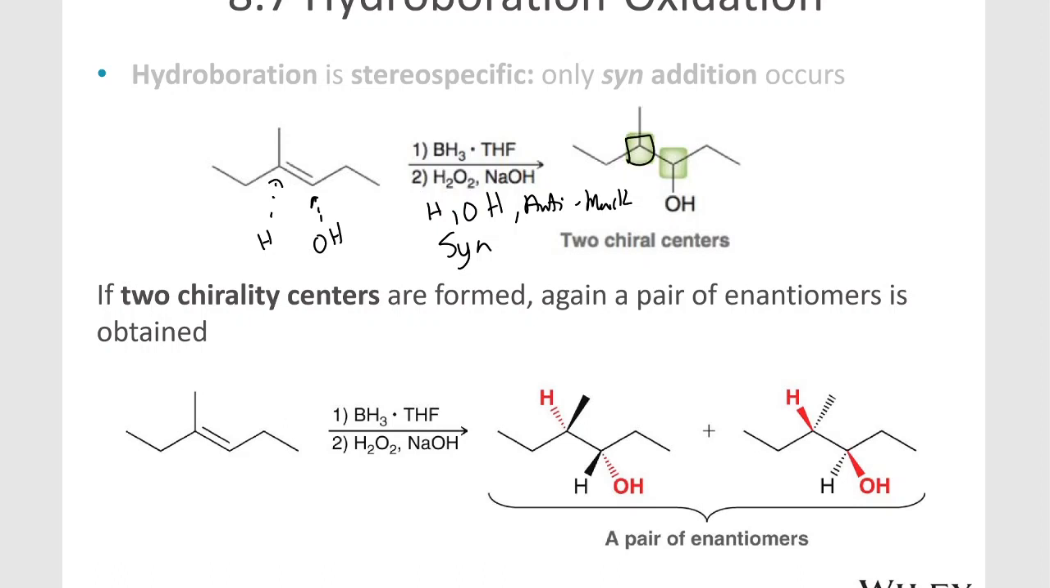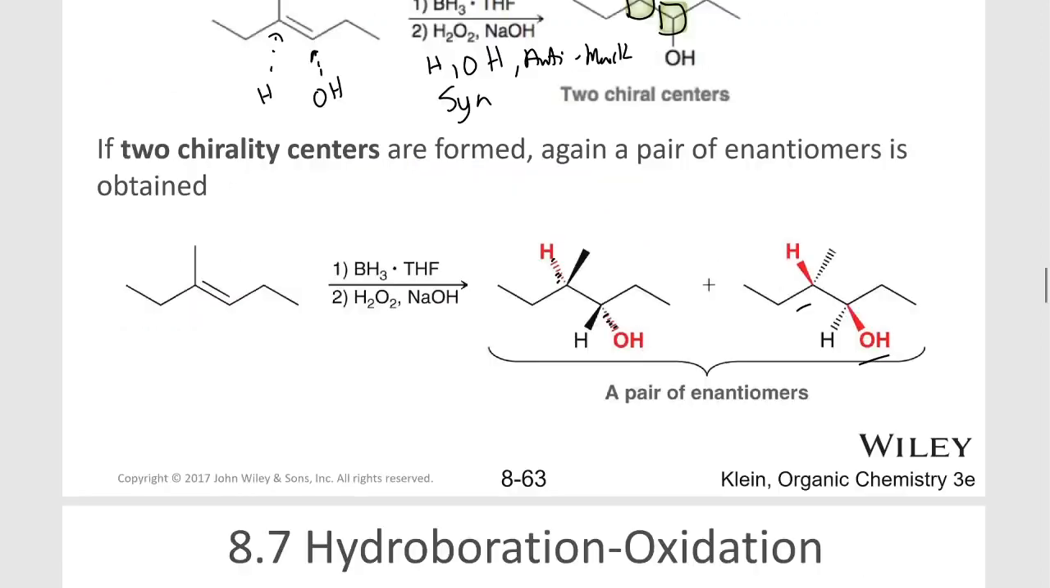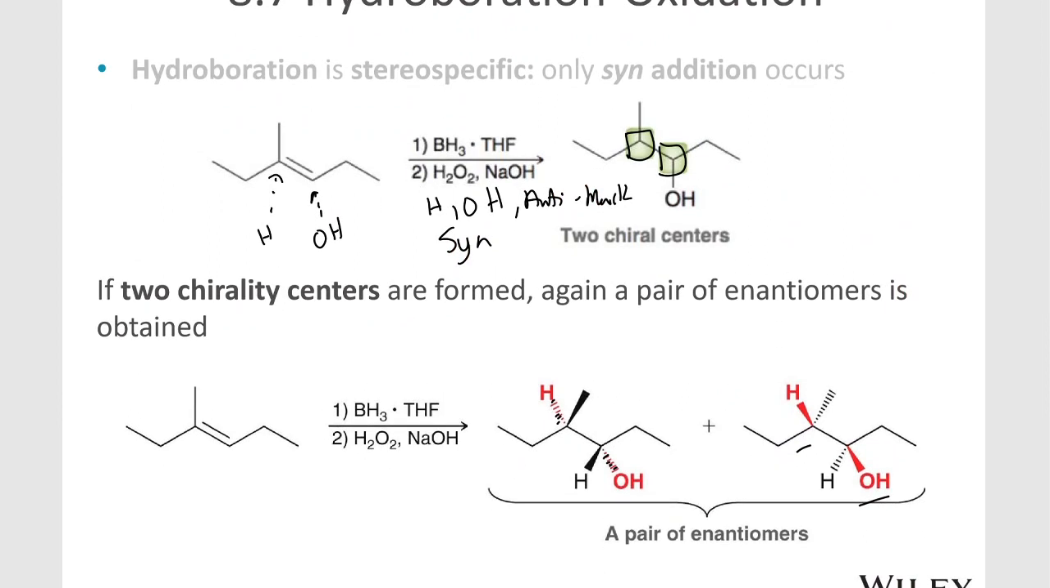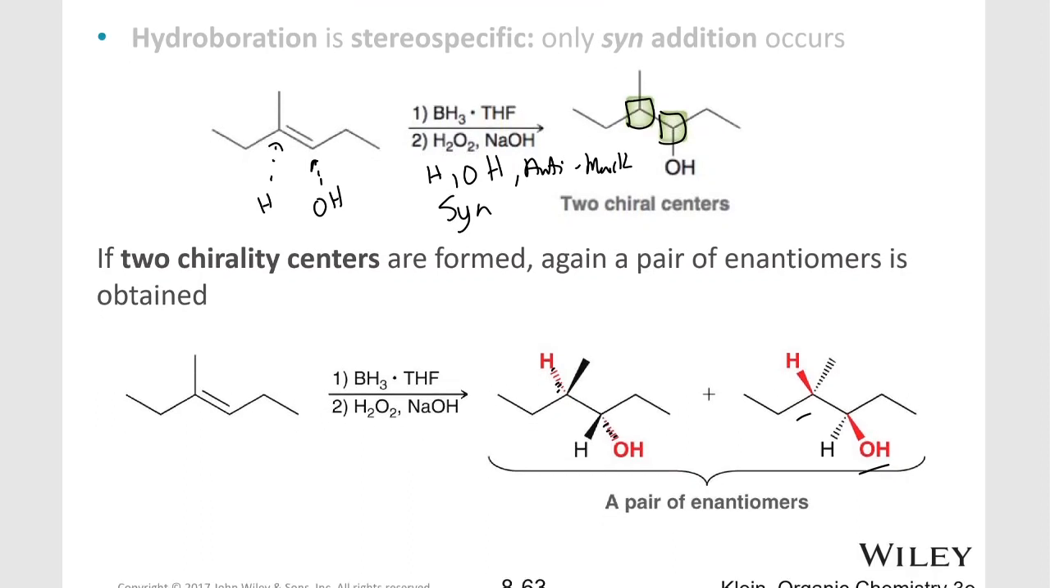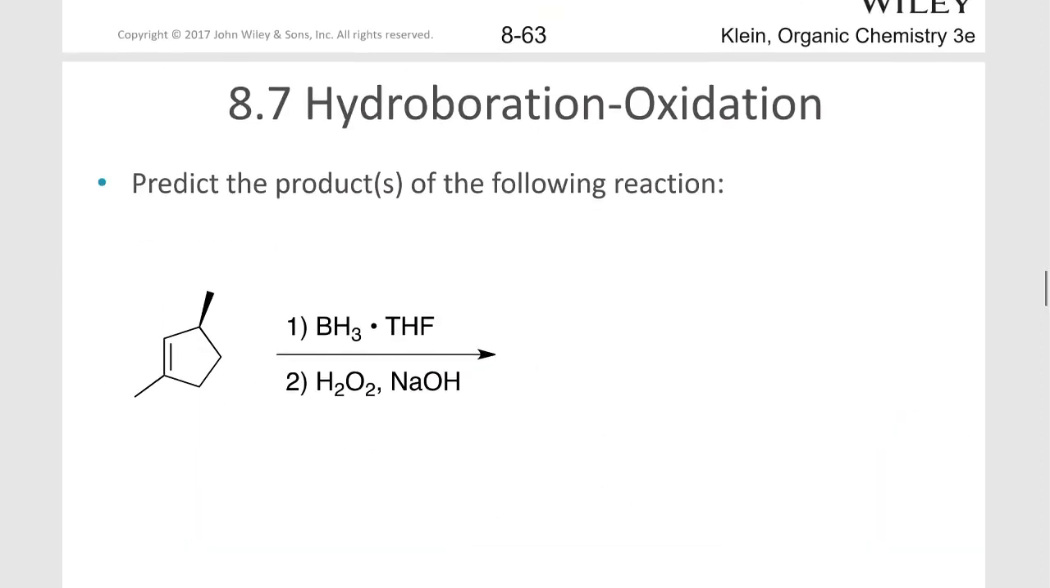So in this case, we form two chiral centers here in this product, and we have to indicate that in our product. If we draw this correctly, we show that either the H is going back and the OH is going back, or the H is coming out and the OH is coming out. So notice that we form a pair of enantiomers here because we form two chiral centers. We don't get the alternate possibility where the H would be going back and the OH coming out. You can't have those on opposite sides.